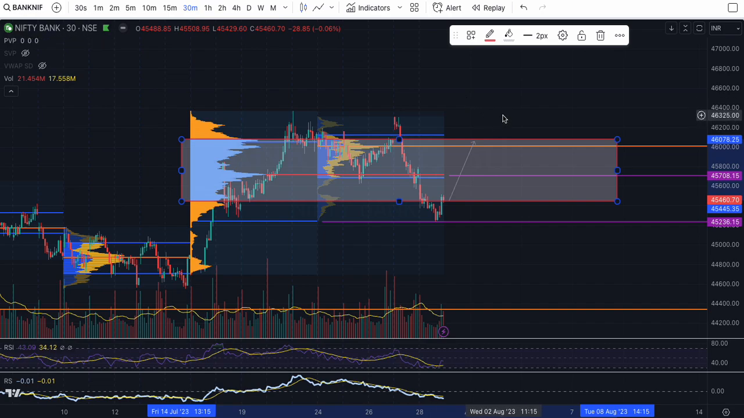This is how I would read the markets for the month of August using the volume profile and the periodic volume profile indicator on the TradingView platform. I hope this video helps you to find your trend and your bias for the next week based on using this tool and gives you an idea as to where you are with the market structure in the current scheme of things. Thank you.